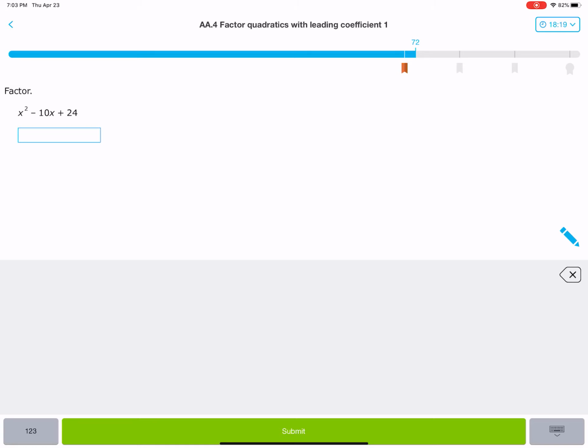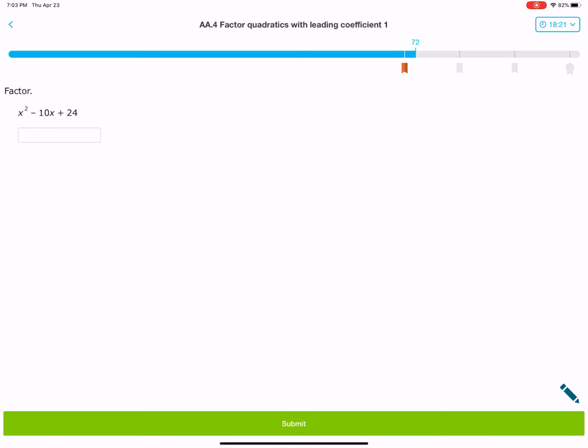Ooh, positive 24, but I know I need to get a negative middle number, so I know I have to do a negative times a negative. Well, I'm just going to go through these quickly now. 6 times 4 is 24, and 6 and 4 make 10. So I know it's got to be.